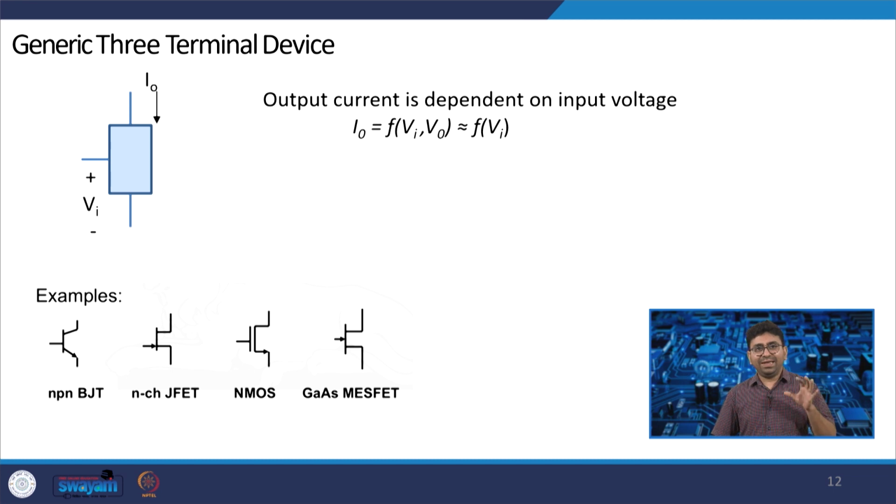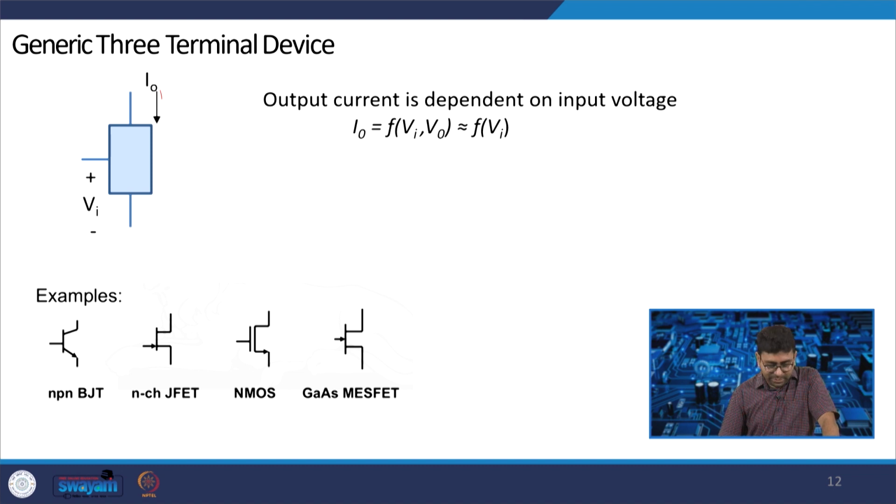If we take any device as a generic 3 terminal device, here a generic model is given. The output current depends on the input voltage and the output voltage. This can be applicable to any active device or 3 terminal component, where the output current is a function of input voltage and output voltage, and mostly it is a function of input voltage.